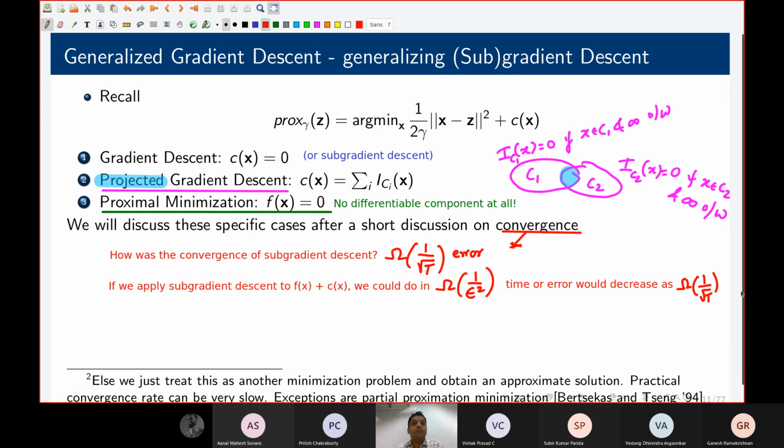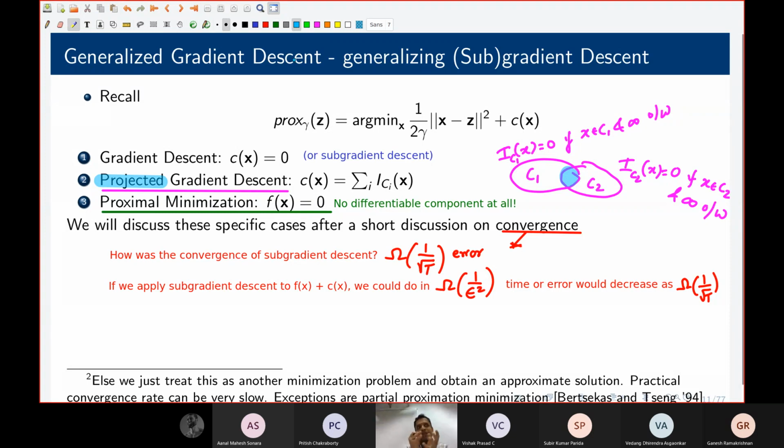Okay, but are we doing better? If you're not doing better, might as well go back to subgradient descent. And we were not very happy at all with subgradient descent then. But yes, there is a reason why we call this generalized gradient descent. What do you think? Should it behave like subgradient descent or like gradient descent? It should encompass both the classes, yes.